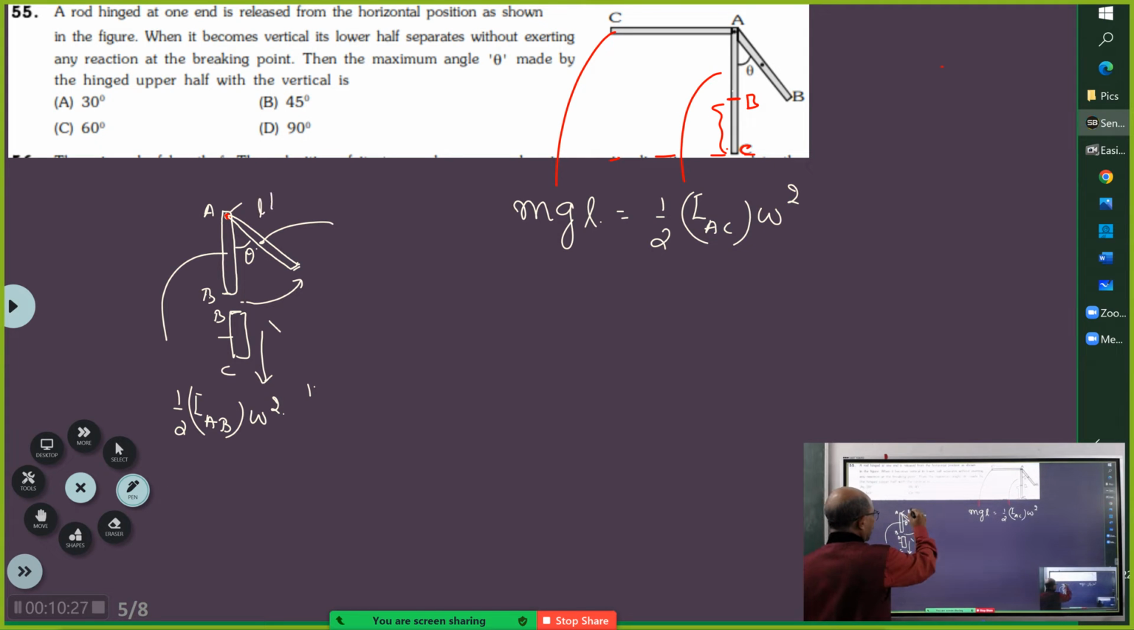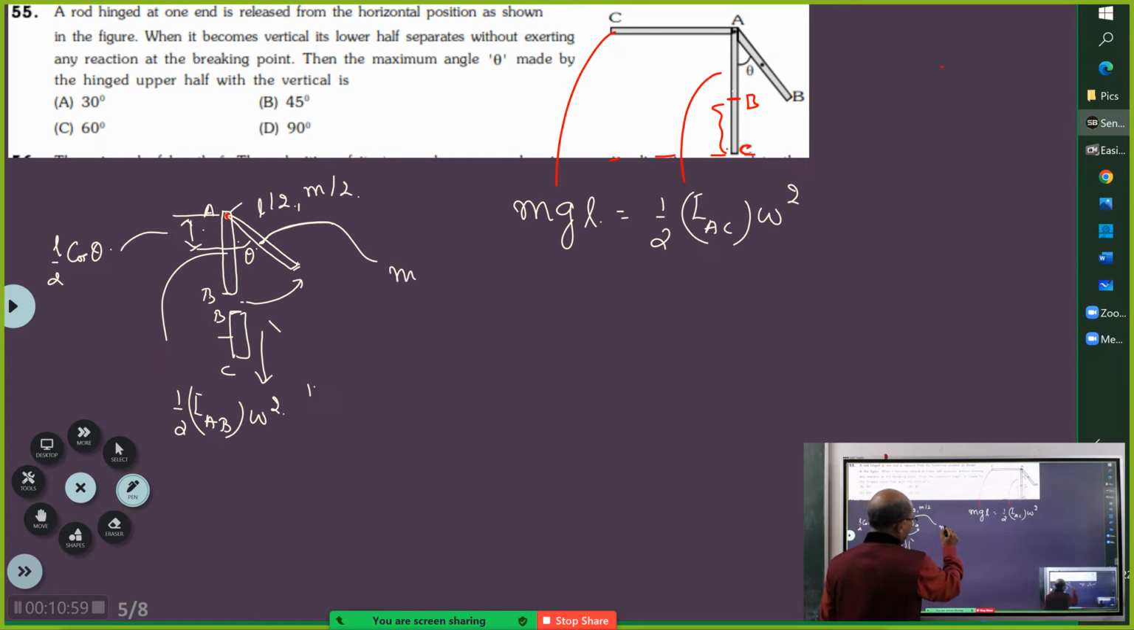The length of this rod is L by 2 and the mass of the rod is m by 2. Therefore, what will be this height? This height will be L by 2 into cos theta. So the potential energy at this point will be m by 2 g into the height, L by 2 cos theta. That will be the energy.